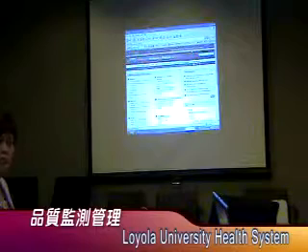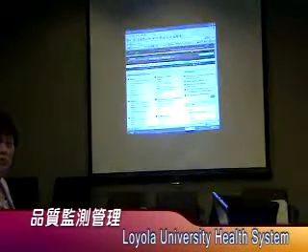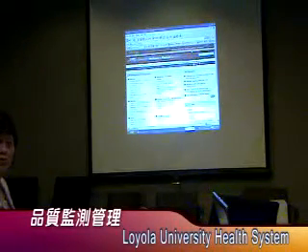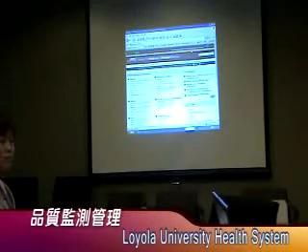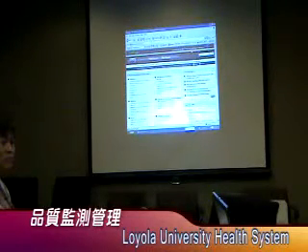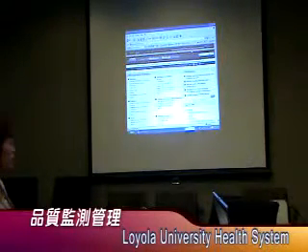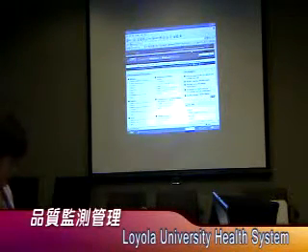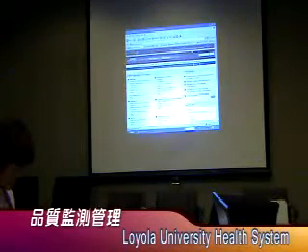And as you can see on this slide, we are compared with averages for all hospitals reporting in Illinois.